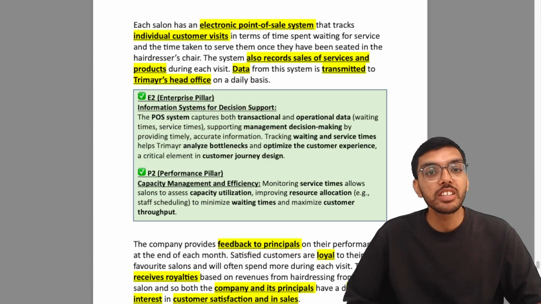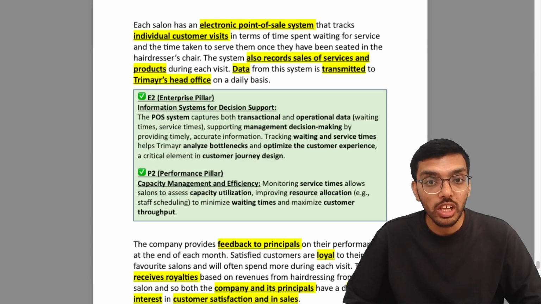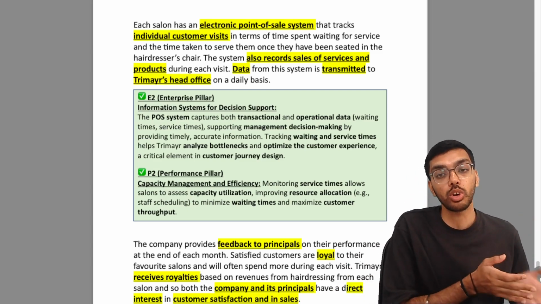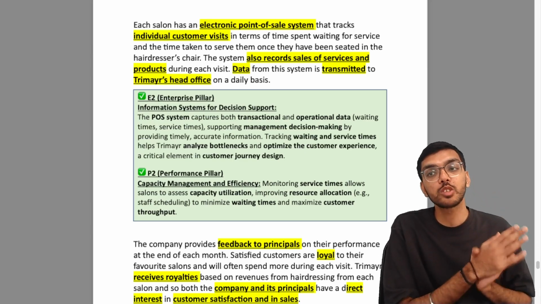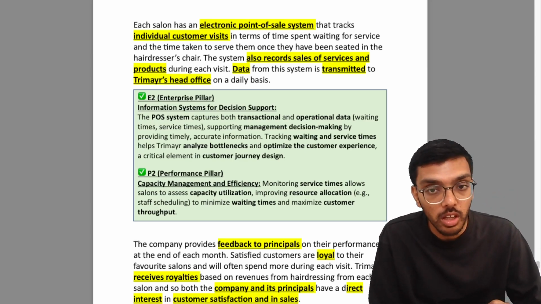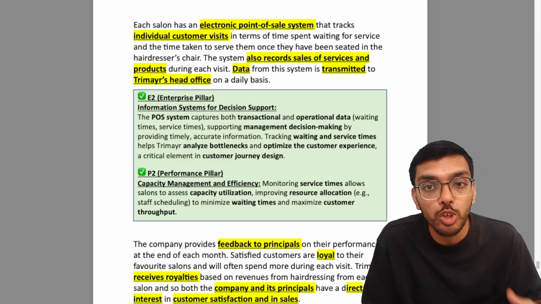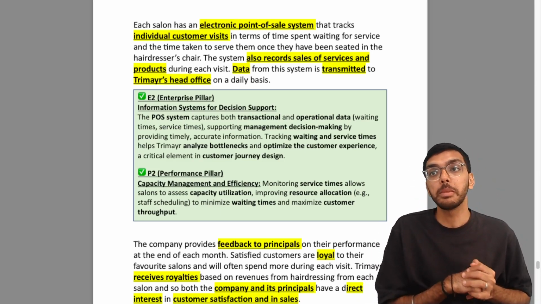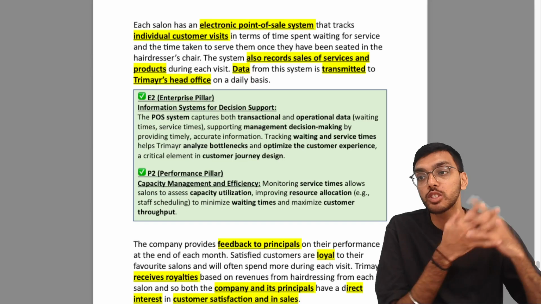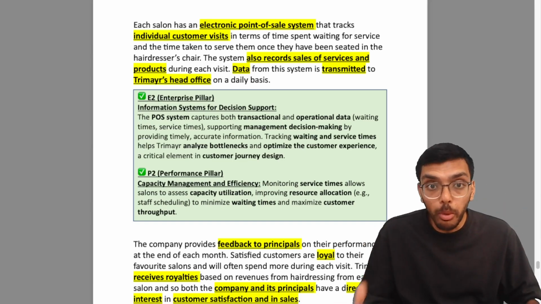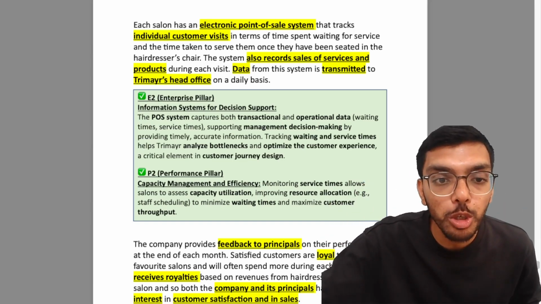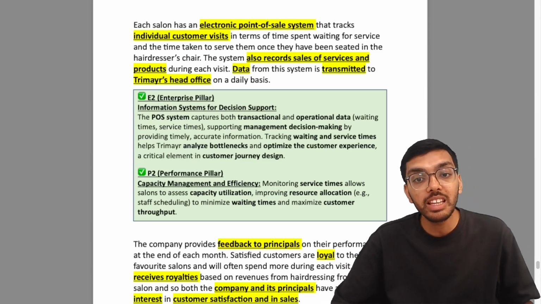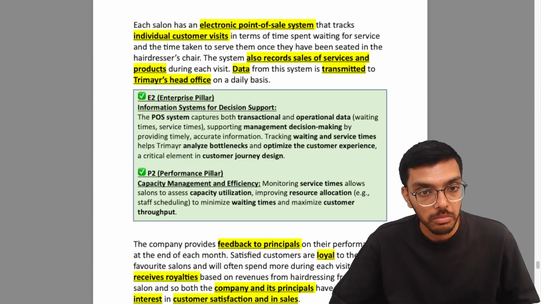So the point of sale system captures both transactional and operational data, which will be used in management accounting, because this data is what you will use for your budgets. This data is what you will use for your business budgets, for your business costing, for your reports. So this data is going to be very important and something that we are relying on.